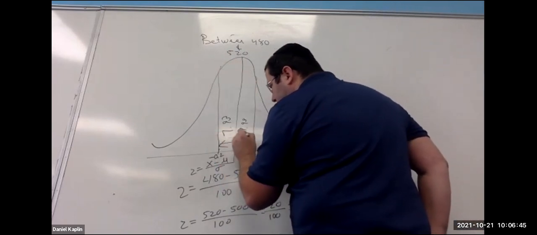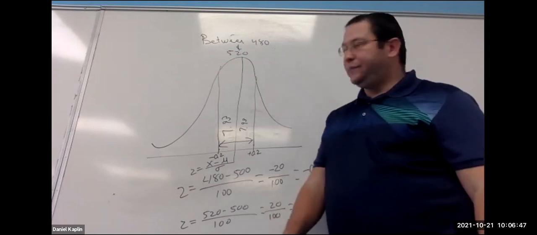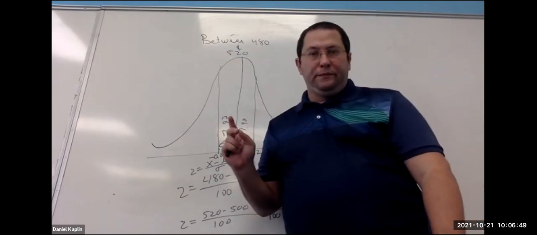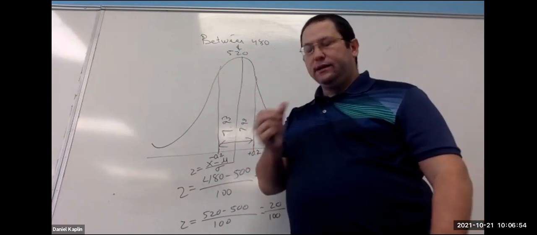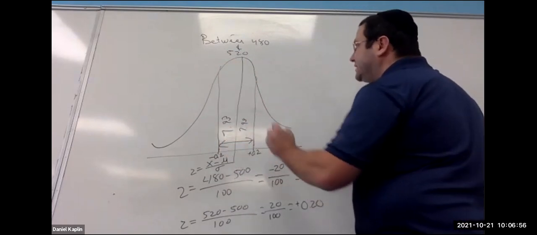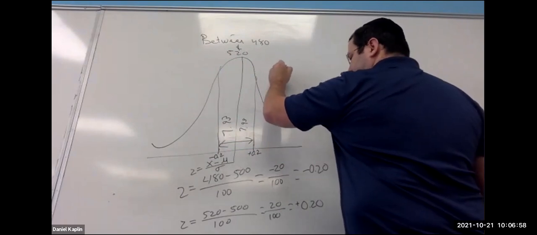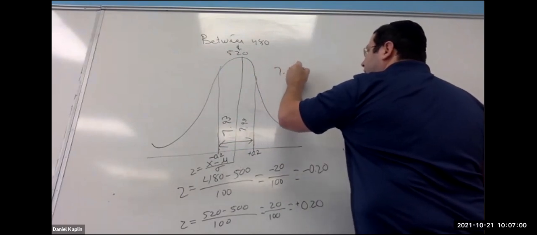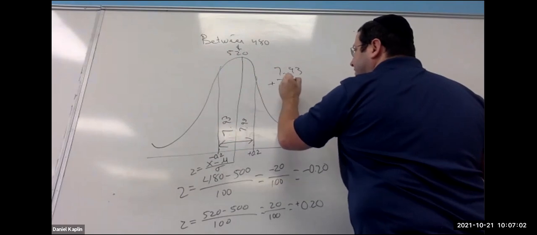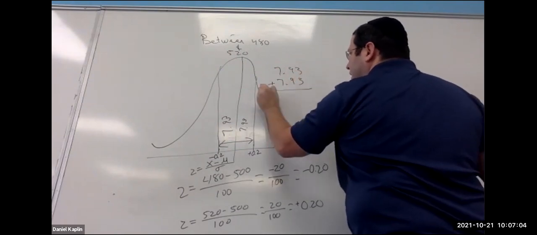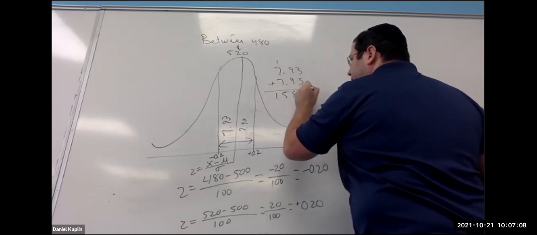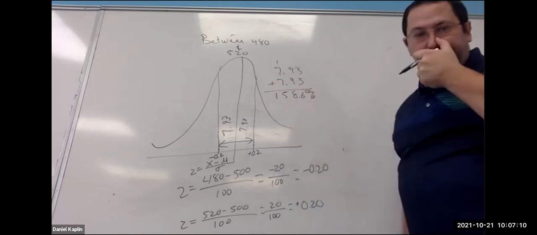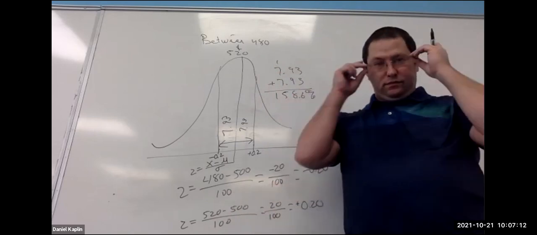So I want to know what percent of cases occur between the two. The general rule is that if you cross the midline, you add. So to calculate this one, we do 7.93 plus 7.93, which gives us 15.86%. So that's how you do the first one.